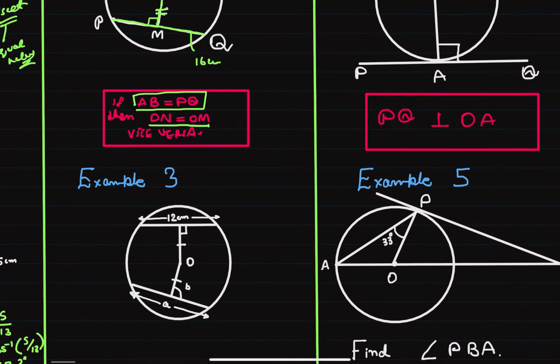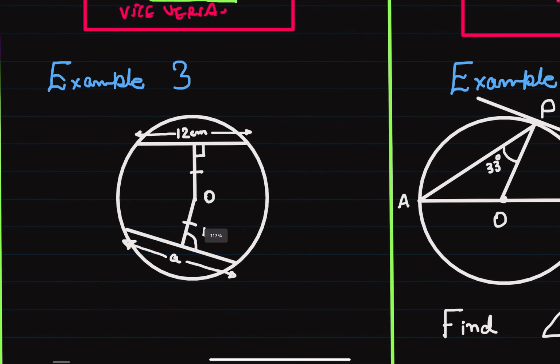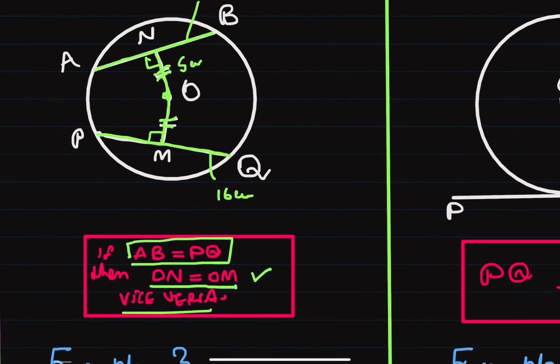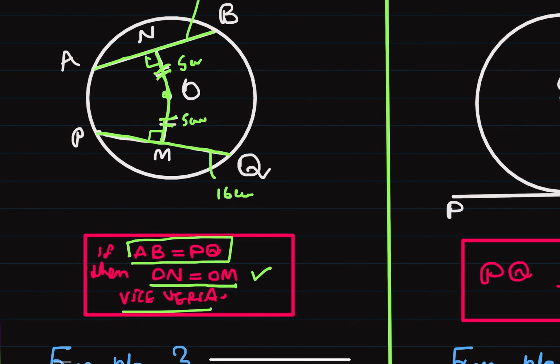So look at this example. And vice versa is also true, right? If we see that ON is equal to OM, that they are equidistant from the center, then we can easily assume that these two chords should be equal.